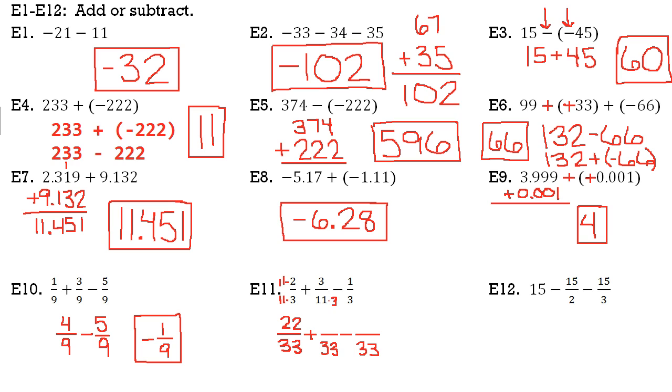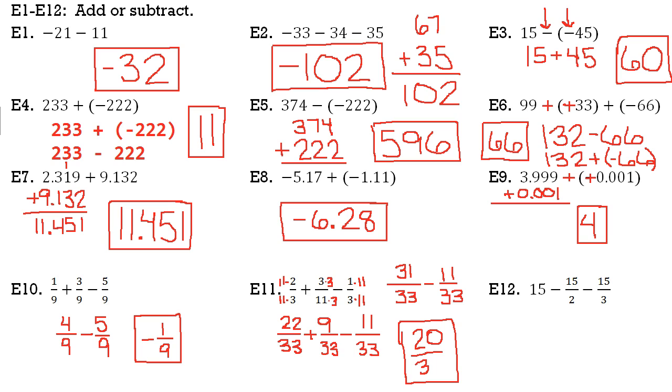Same thing over here. To get a common denominator, I'm going to multiply the top and the bottom by 3. And then, same thing for a common denominator, I'm going to multiply the top and the bottom by 11. And when it's all said and done, that's going to give me 31 over 33 minus 11 over 33. And then you could just subtract the numerators, and that would give you a final answer of 20 over 33.